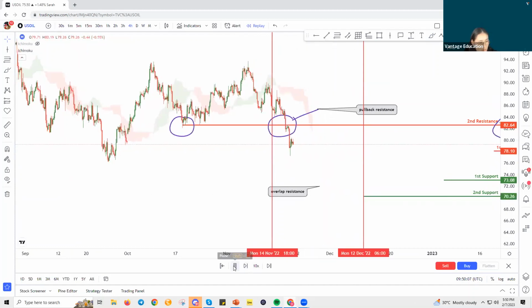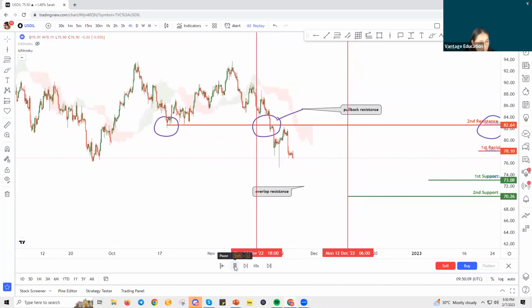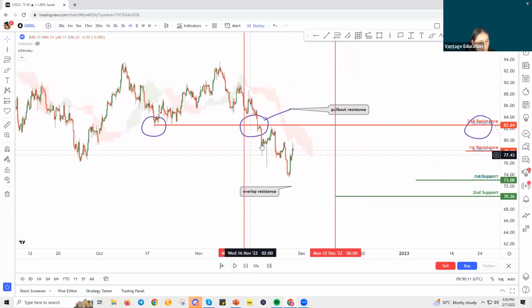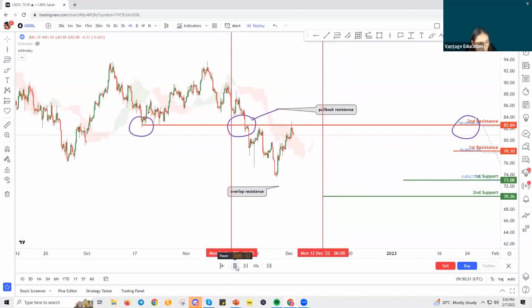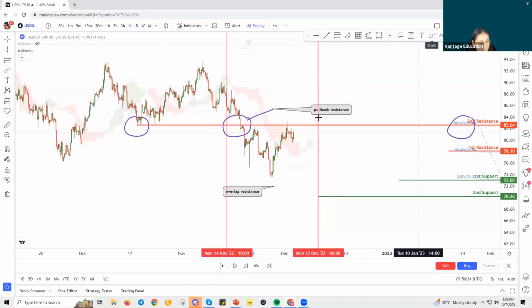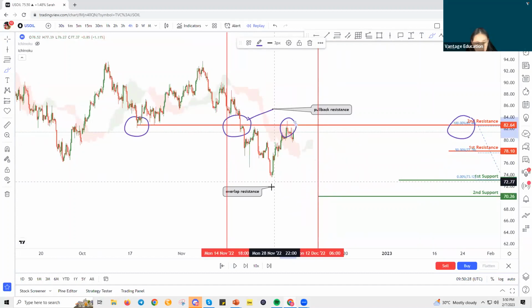So let's look at how price played out. So we see it tried to retest this level, right? But then it actually bounced off. So you made a lower low. And then we see here, price again tested this level, making it an overlap. Once it's bounced off here, then we can expect it to go lower.